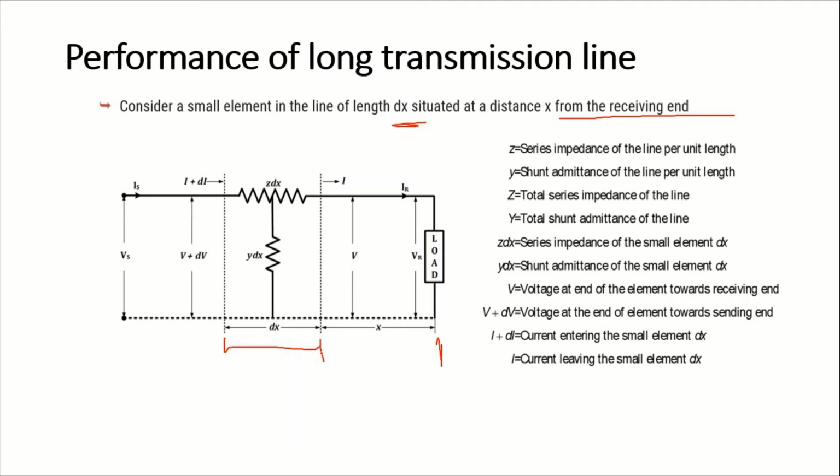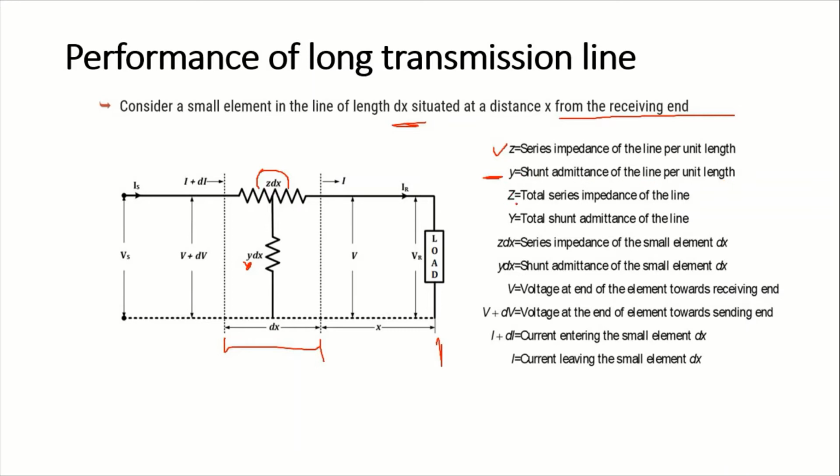Now consider a small element in the line of length dx situated at distance x from the receiving end. Some notations are used here. Small z means the series impedance of the line per unit length. Small y is the shunt admittance of the line per unit length.